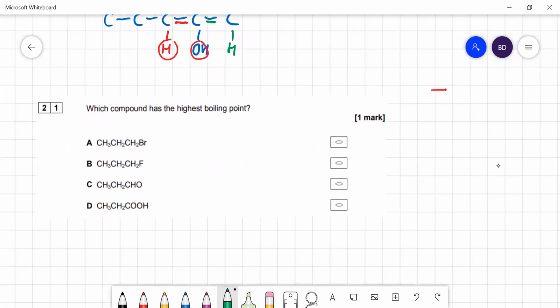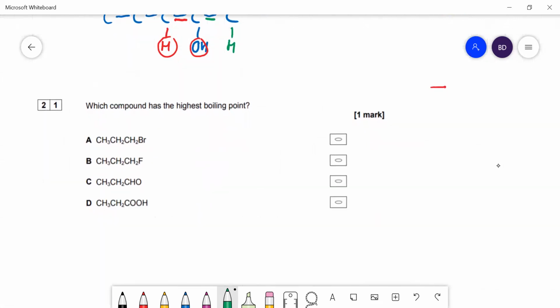Okay, 21. Which compound has the highest boiling point? Right. Now we think about intermolecular forces, and let's think hydrogen bonds are the strongest intermolecular forces. So can any of these form hydrogen bonds? Although they obviously can't. Yeah. Right. Aldehydes. Can they? This is an aldehyde. Okay. Can they form hydrogen bonds?